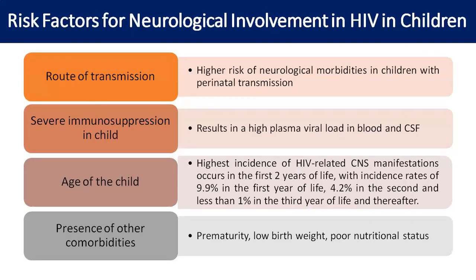What are the risk factors of CNS involvement in HIV patients? The route of transmission: if there is perinatal transmission, obviously there is the highest risk of neurological comorbidity. Patients with severe immunosuppression, which leads to high plasma viral load in the blood and thus in the CSF. And we have to look at the age. Highest incidence occurs in the first 2 years of life, with incidence rates around 10% in the first year, 4% in the second, and less than 1% in the third year and afterwards. Presence of other comorbidities like prematurity, low birth weight, and poor nutritional status.